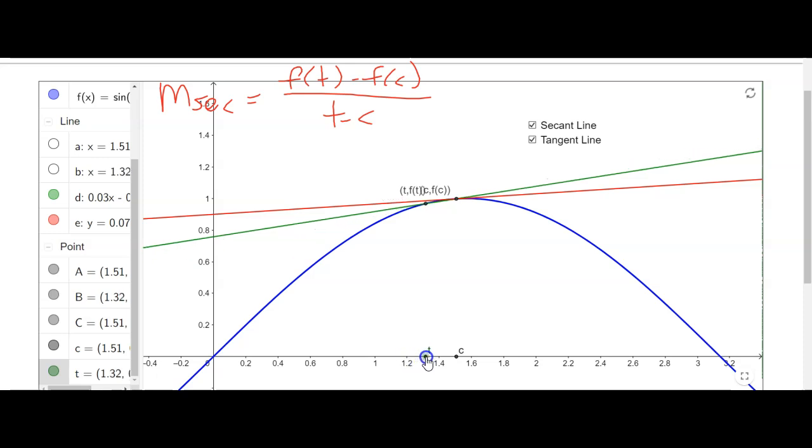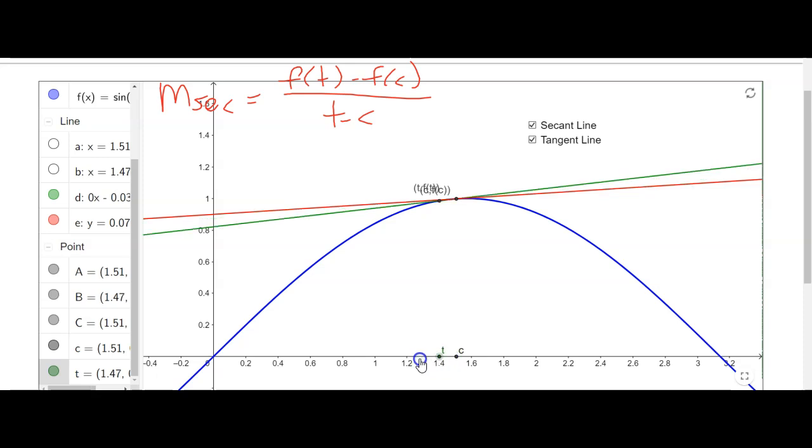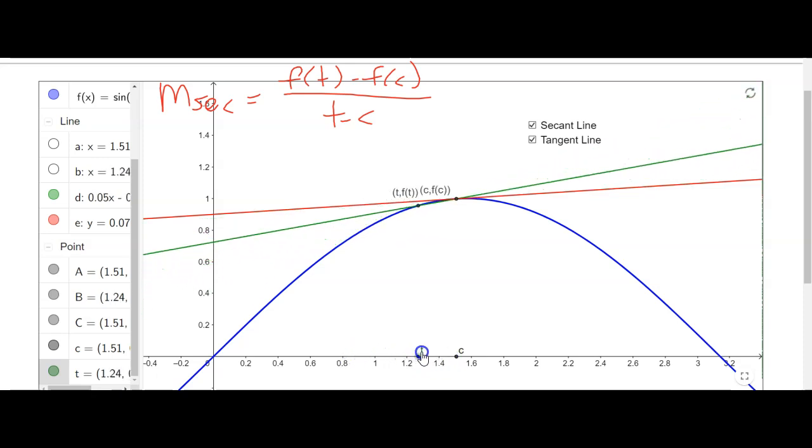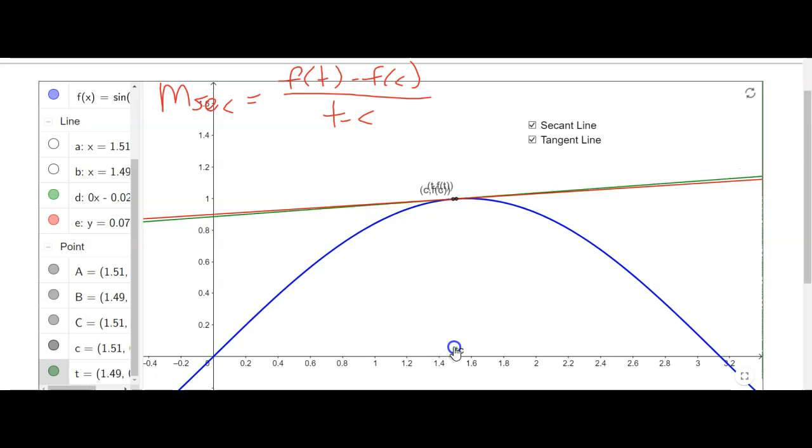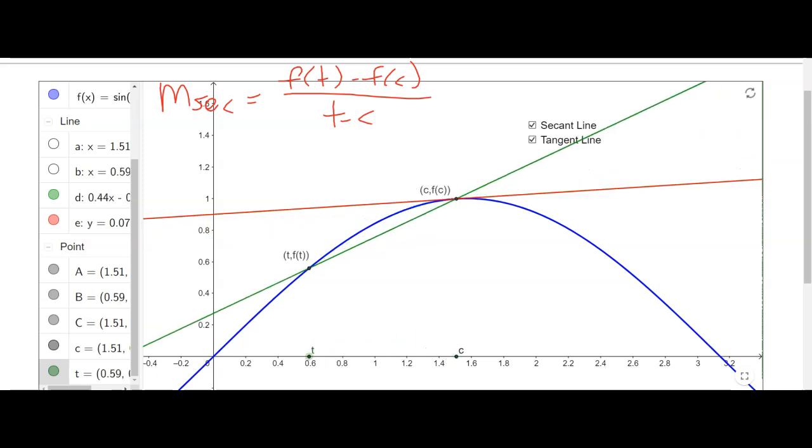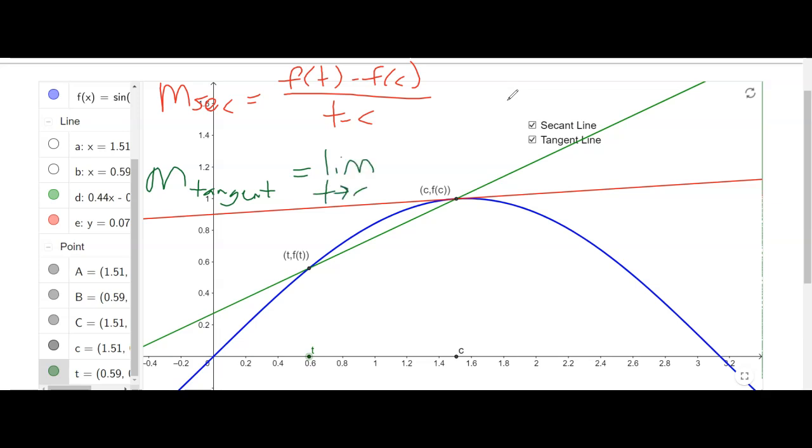But the way to find it is not to just use the slope formula. It's to use the limit of the slope formula. So while the slope of the secant line is just the change in y over change in x, the slope of the tangent line is going to be the limit as t approaches c of f of t minus f of c, all over the quantity t minus c.